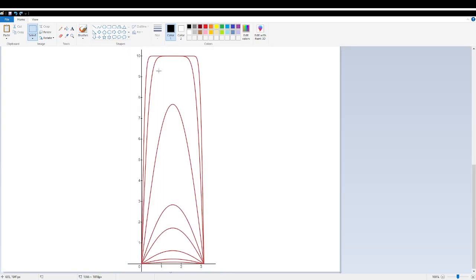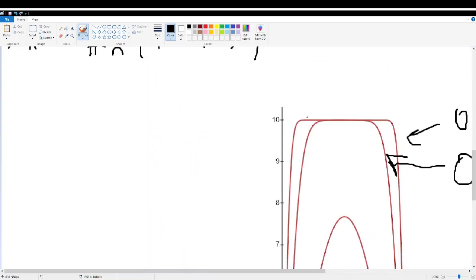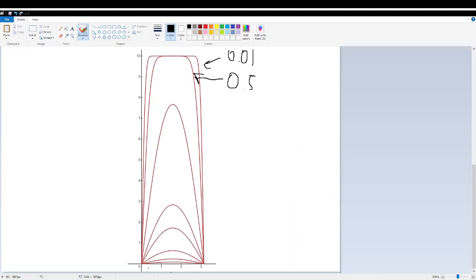I plotted the function in Desmos at different times t. This one right here is like 0.01 seconds. This one may be 0.1 seconds, this one may be 0.5, and it goes on over time. So you can see as time goes, our rod starts off uniformly heated to 10 degrees, but as time goes on, it cools down first from the edges. It cools down slowly, slowly, and it's approaching all being an even 0 degrees, exactly as we predicted.